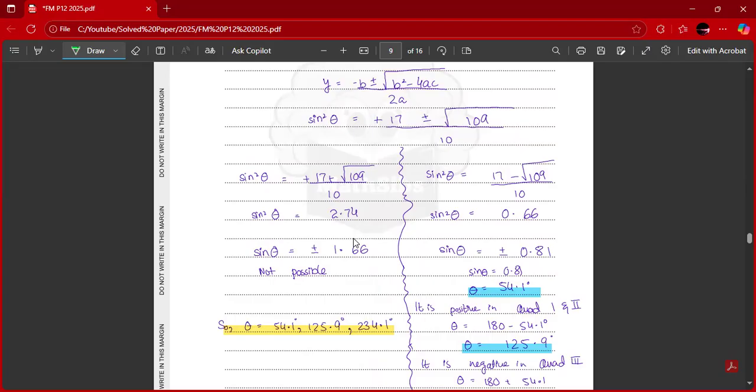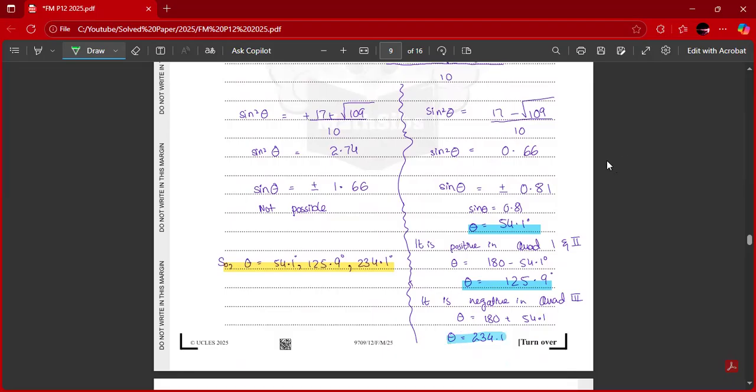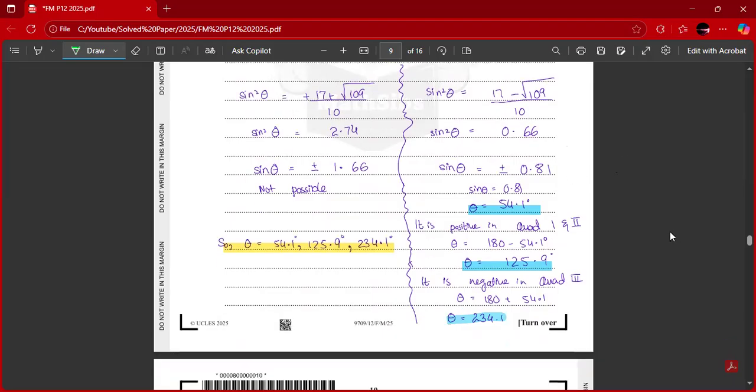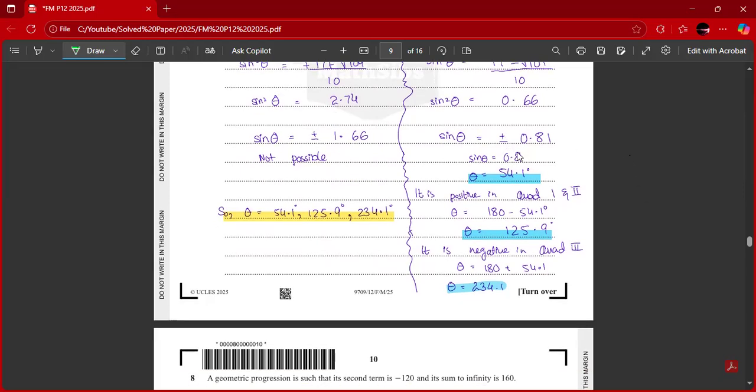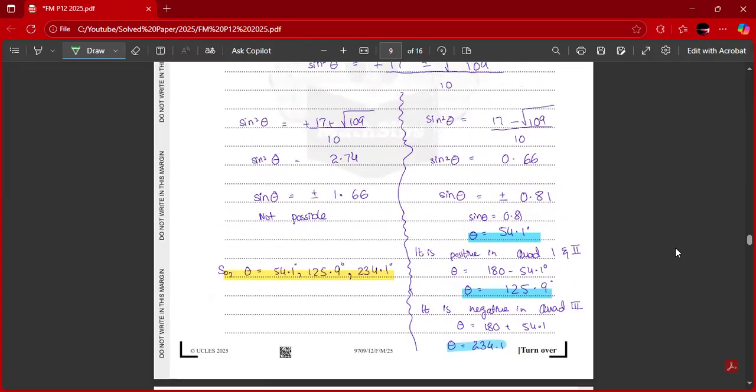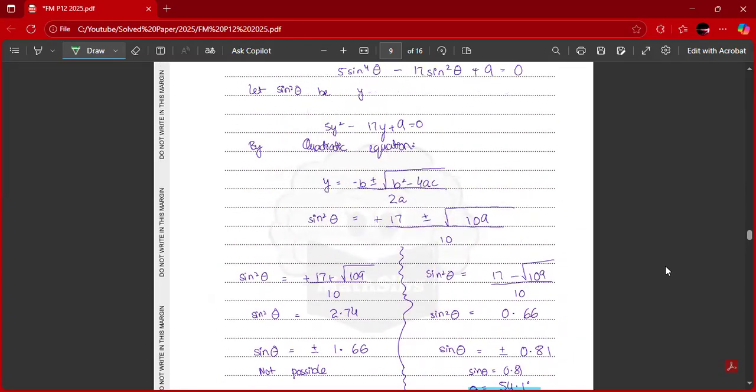Now going to the other side, we get sine squared theta is equal to 0.66. Taking the square root, we get plus or minus 0.81. Now, we're going to ignore the negative sign for now and just find the value of theta in degrees, because the range was given in degrees. So theta is equal to 54.1 degrees.